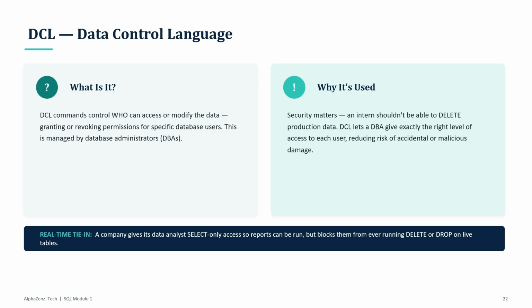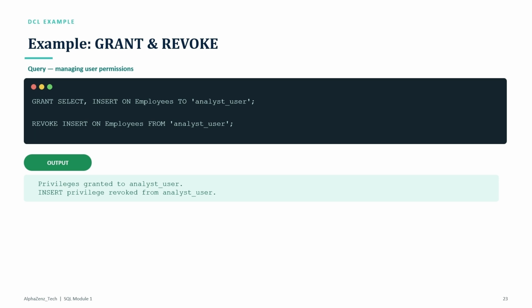DCL lets a DBA give exactly the right level of access to each user, which massively reduces the risk of accidental or malicious damage. Real example. A company gives its data analyst select-only access so they can run reports, but blocks them from ever running delete or drop on live tables. Slide 28, DCL example, grant and revoke.